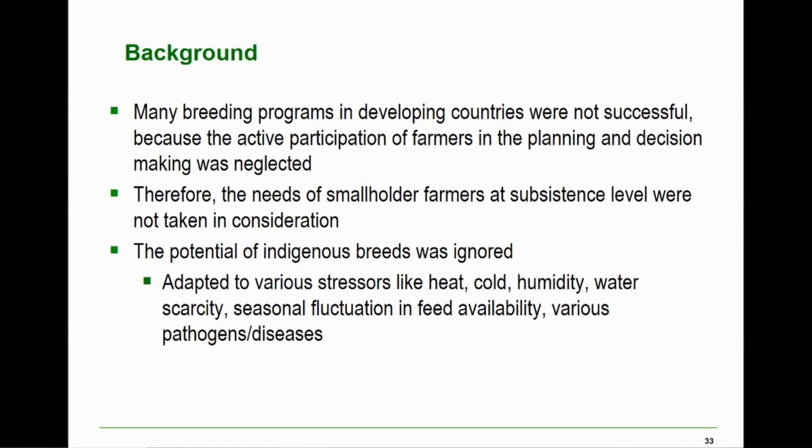There were these central nucleus herds and stations that distributed the genetic material to the farmers, but then again, the farmers were not taken into consideration, so the genetic material that was being developed was not fitting the requirements and requests of the farmers very well.